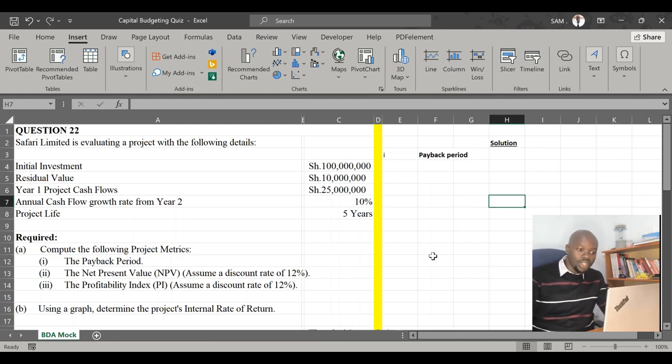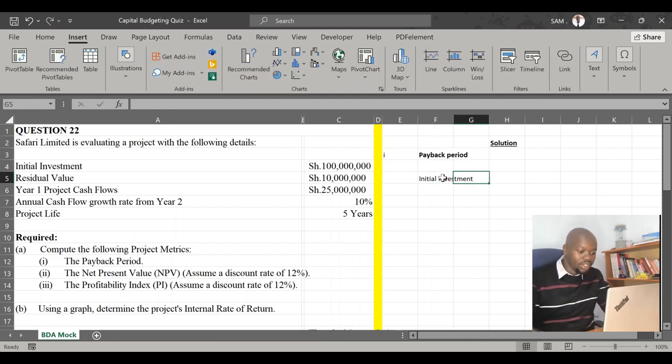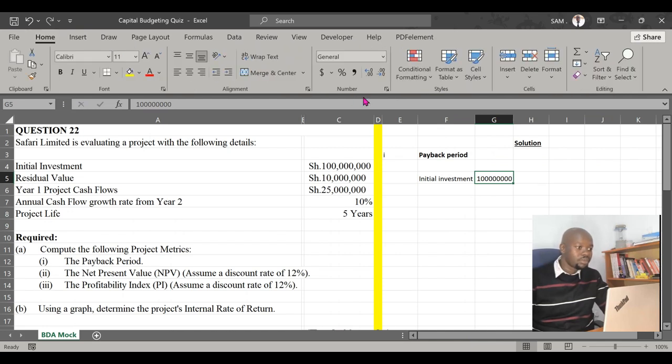Now, initial investment is 100 million. So I will just write there initial investment. Initial investment is 100 million, like that. Let me just put the comma style. Then I reduce the number of decimal places, like that. That is 100 million. Then residual value has been given as 10 million.